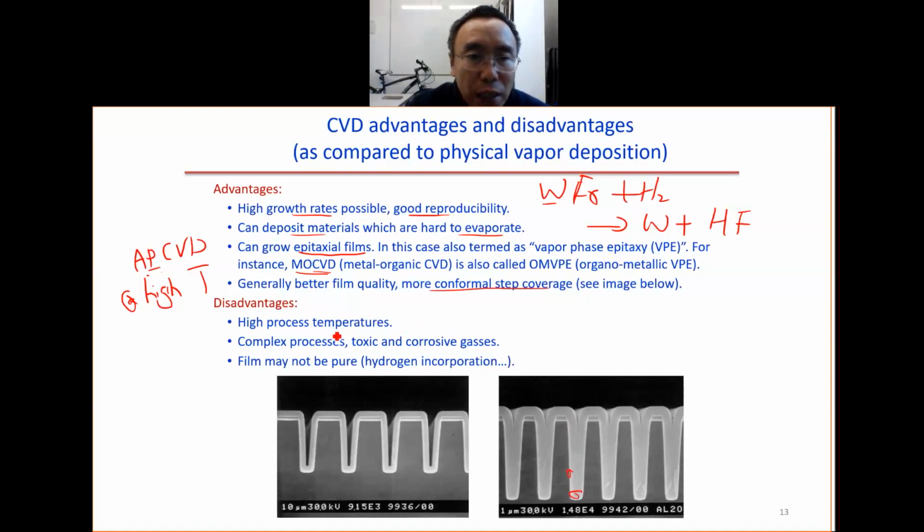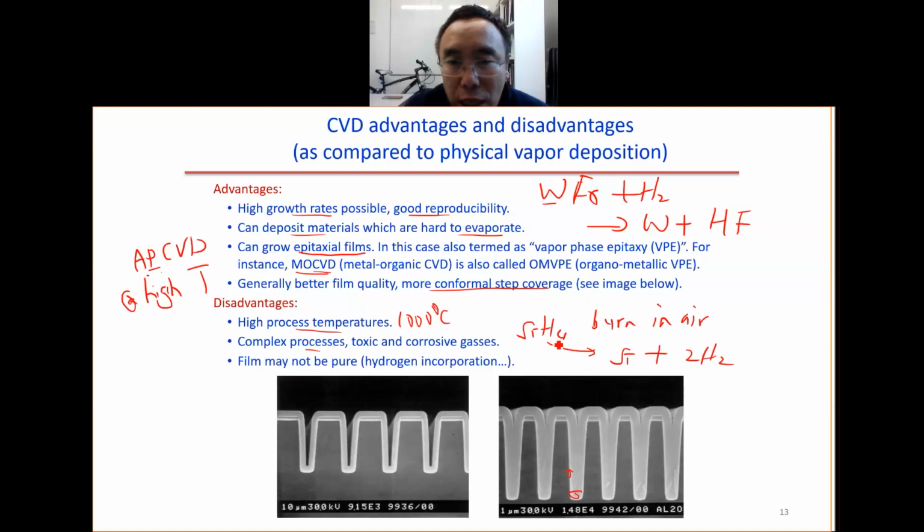So the disadvantages: we need high temperatures, normally up to some degree. It is a complex process with toxic and corrosive gases. For example, this gas here can burn in air. If we leave the gas in air, it will burn. The film may not be pure. If we have this gas, you can imagine the silicon forms through this chemical reaction, and some of the hydrogen will come into the film. This hydrogen incorporation means the film is not pure.